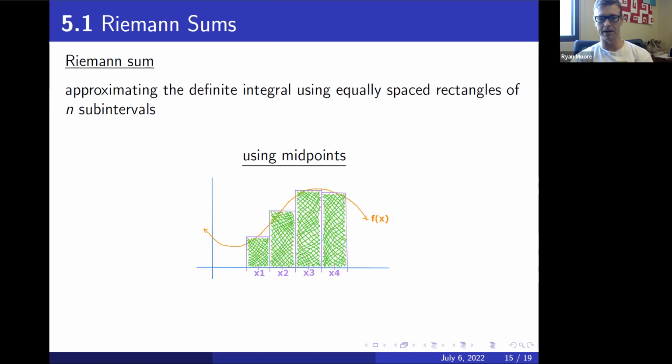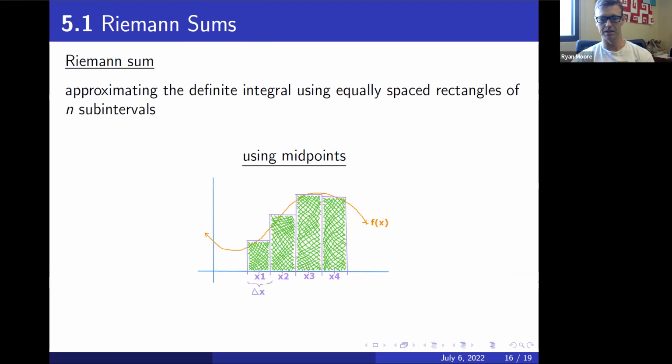But okay, then we find the areas of those regions and we'll add them together. Of course, they're all equally spaced, so they all have a width of delta x. And how do we denote it? Capital M sub n for the midpoints with n subintervals.